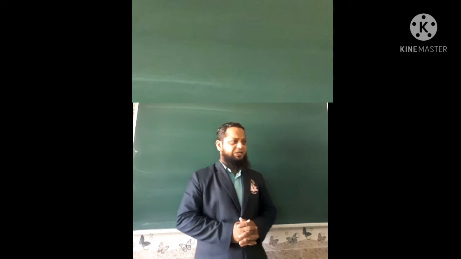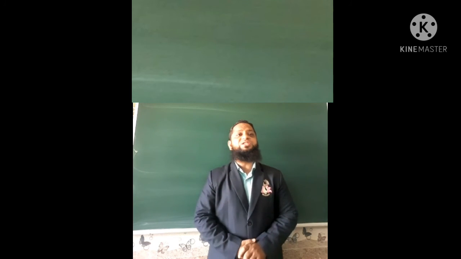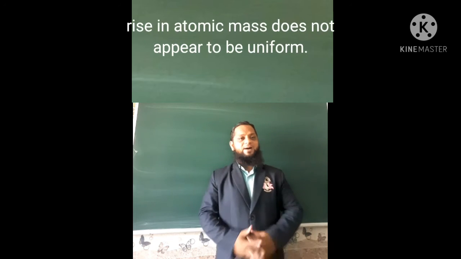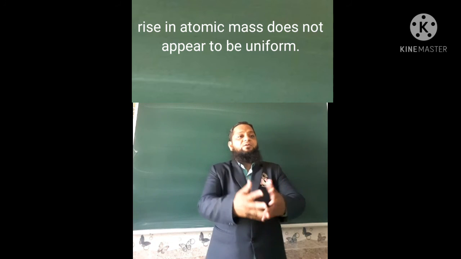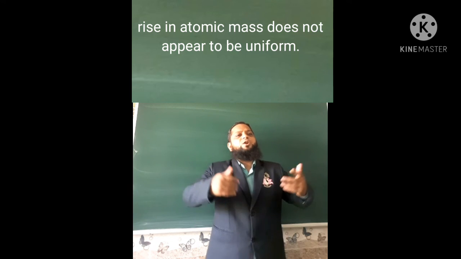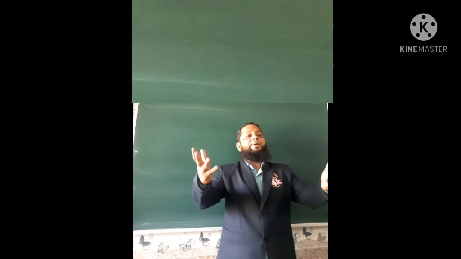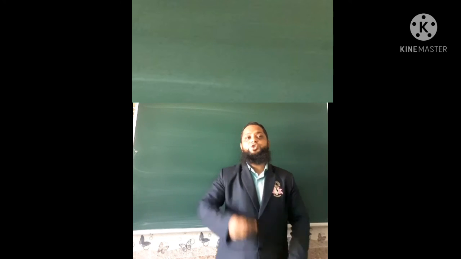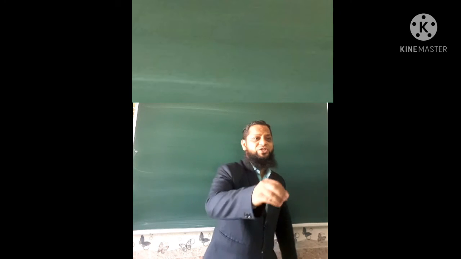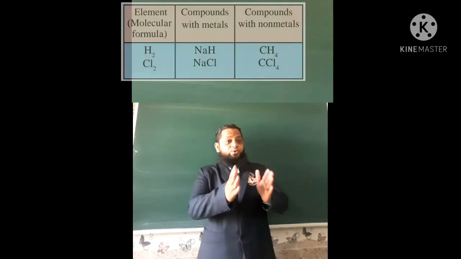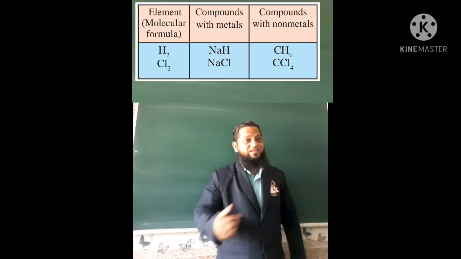Third demerit: when elements are arranged in increasing order of atomic masses, the rise in atomic mass does not appear to be uniform. It was not possible, therefore, to predict how many elements could be discovered between two heavy elements. Fourth point, position of hydrogen. Hydrogen shows similarities with halogens, that is group 7.